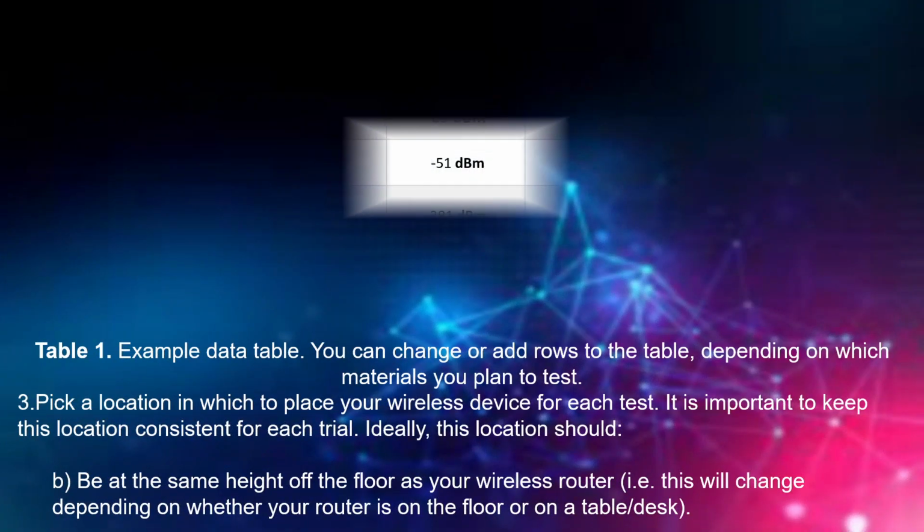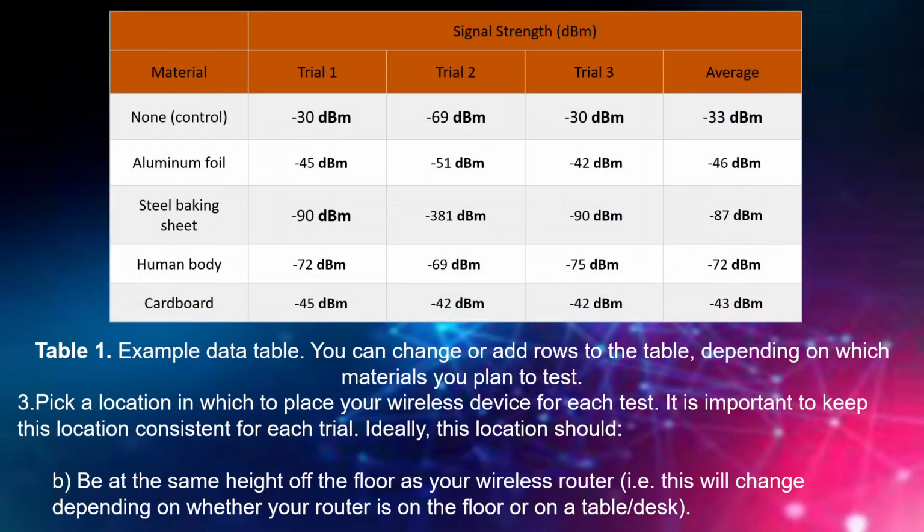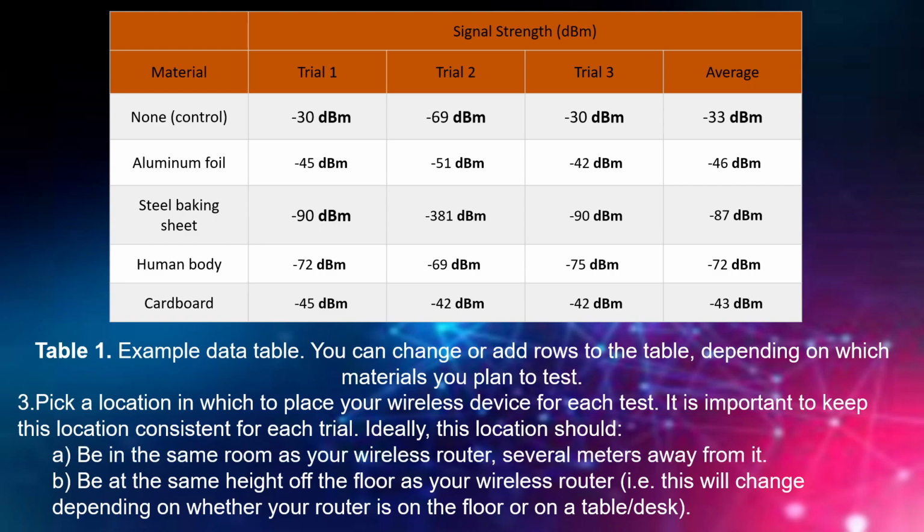So you can see the table, and then we will move ahead and get to know about the factors affecting location. But before that, let me tell you that a low value of dBm indicates that the signal strength is very good. So the location should be consistent, and it should be in the same room as your wireless router, several meters away from it, and secondly, at the same height from the floor as your wireless router.